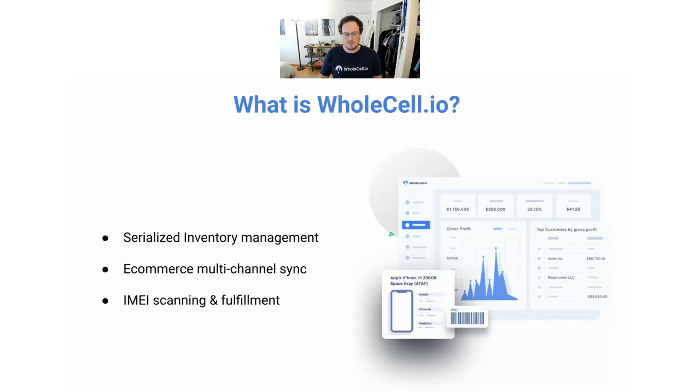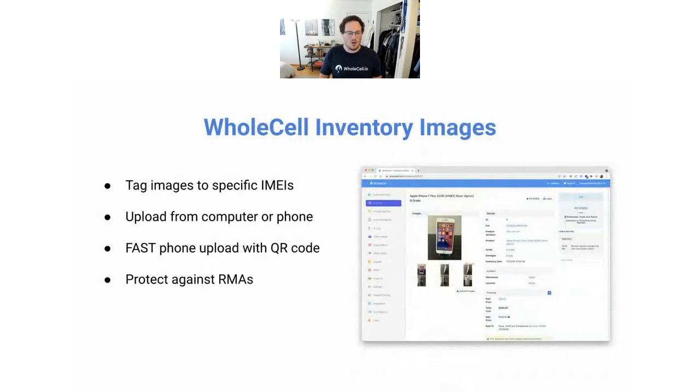So with that, we'll talk a little bit about inventory images. WholeCell's approach to inventory images is a way to get you out of, I think, a lot of the places that wholesalers are in, where all of their inventory images are in a Google Drive folder or on a Dropbox folder. And so you have thousands and thousands of images.